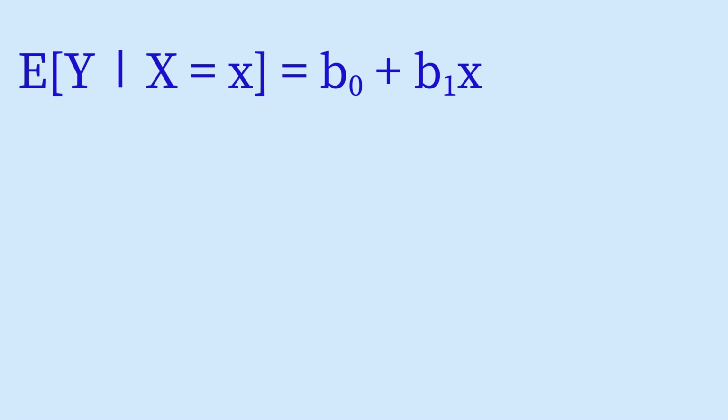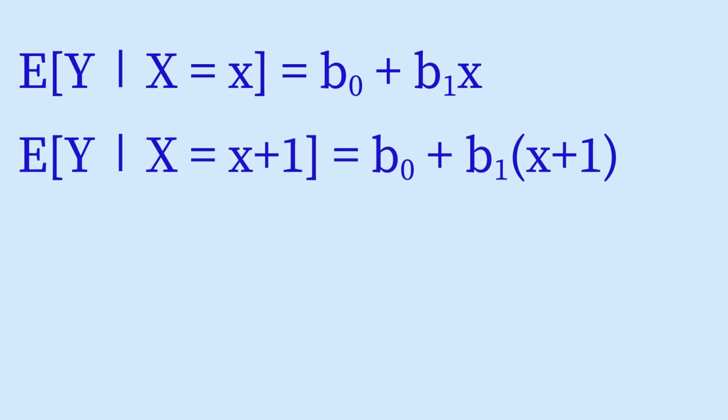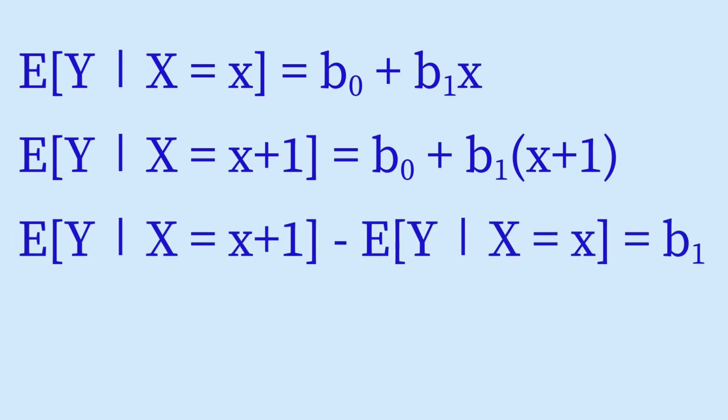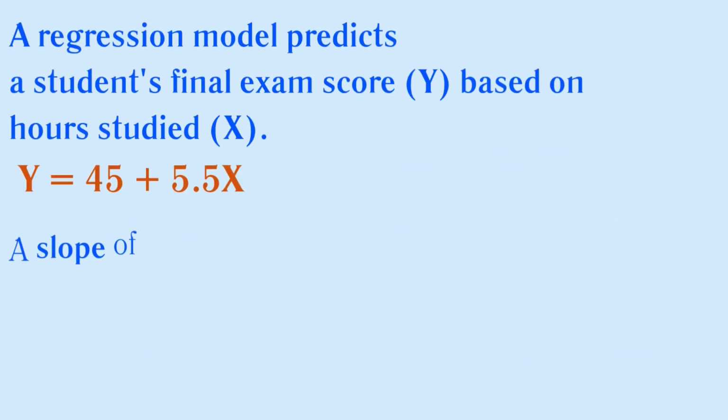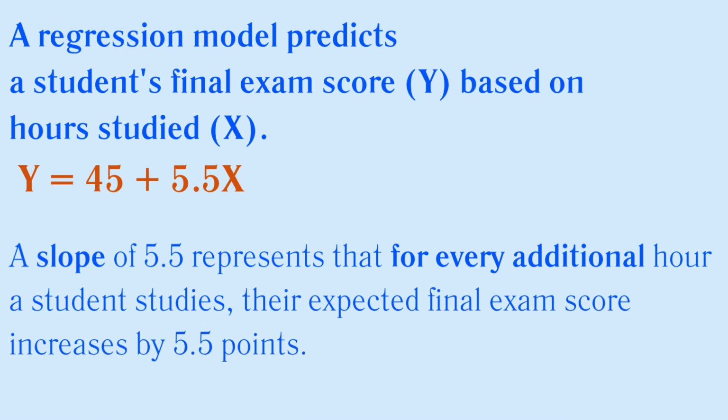Now, let's consider the expected value of y when x increases by 1 unit. The resulting change in the expected value is the slope. This means the slope is the expected change in y for every 1 unit increase in x. In the context of our study, a slope of 5.5 represents that for every additional hour a student studies, their expected final exam score increases by 5.5 points.